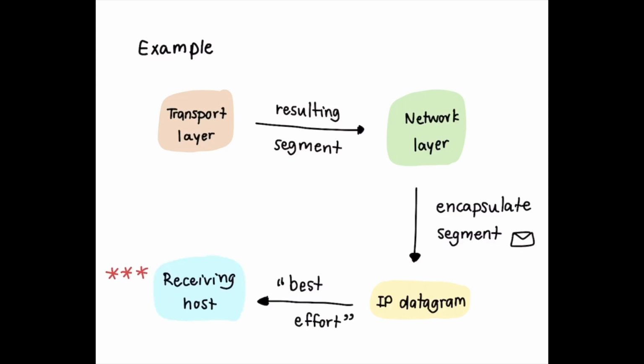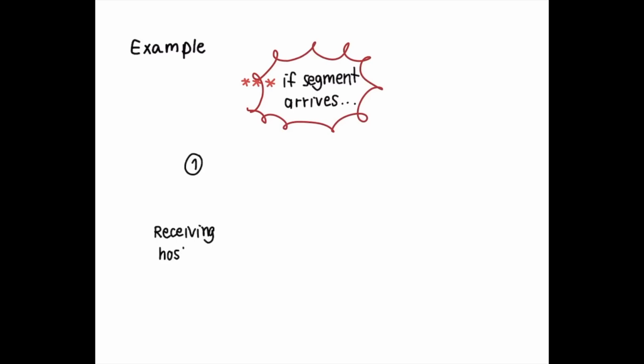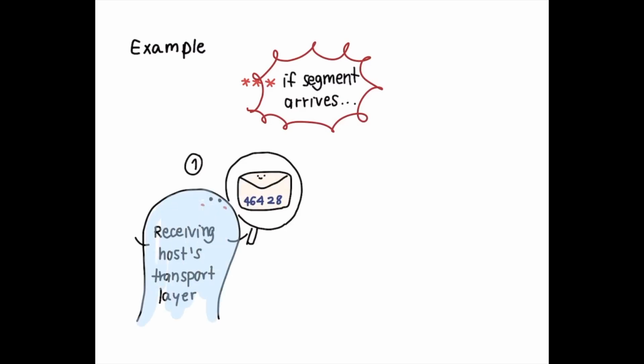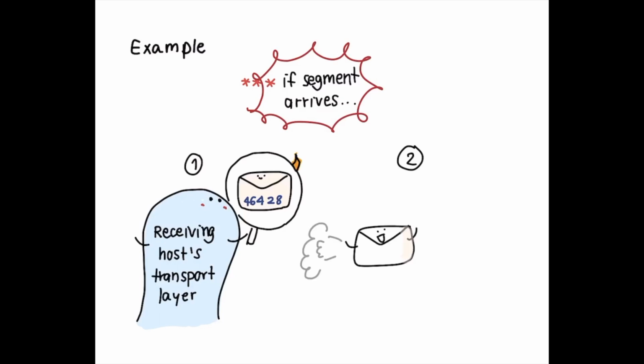the receiving host. If the segment arrives at the receiving host, the transport layer of the receiving host will examine the destination port number in the segment. In this case, the port number is 46428. And it will deliver the segment to its socket, which has the same number.